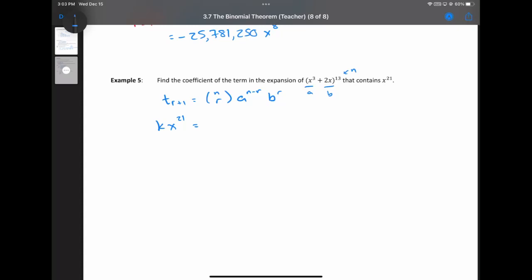Now, I do know n is 13. I unfortunately don't know what r is, so r stays as a variable. I know that a is equal to x cubed, and I know that its exponent is going to be n minus r, so 13 minus r. And I know that b is 2x, and I know its exponent is going to be r.